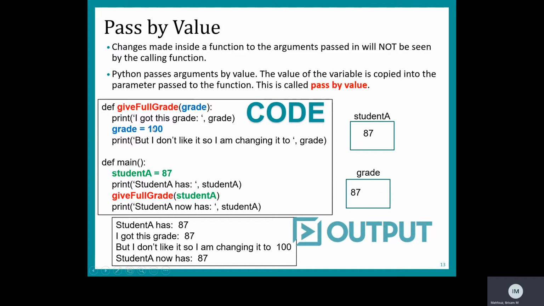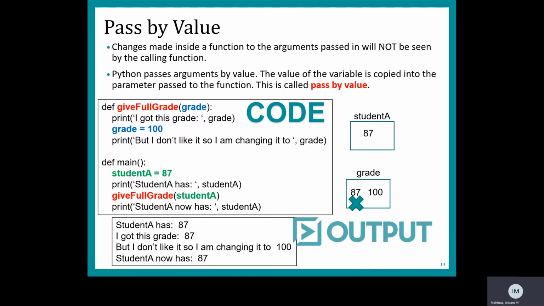And now when I set grade equal to 100, what I'm changing is the value of the variable grade. I am modifying grade. Am I touching student A? No, this is a totally different RAM space. And so here what happened was that the value of student A, the value of the variable, got copied into grade. This is called pass by value. And this is going to be true for a while. We're not going to touch upon anything besides pass by value in this course in Python.